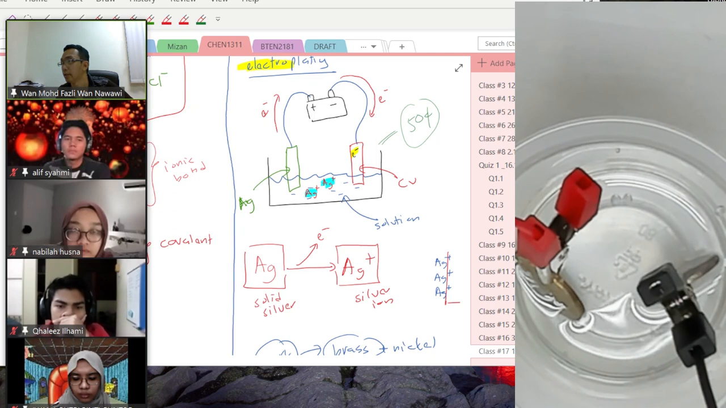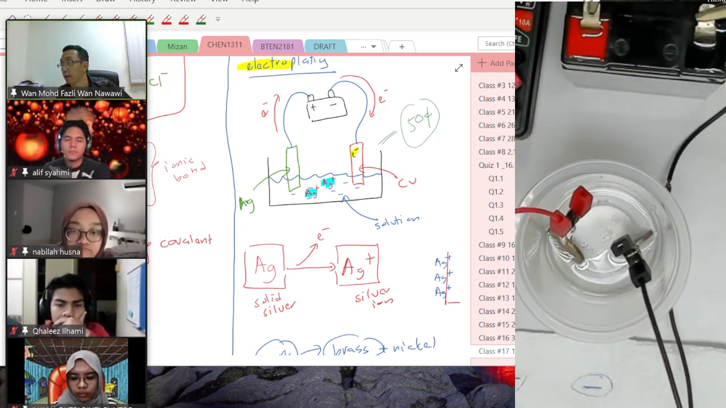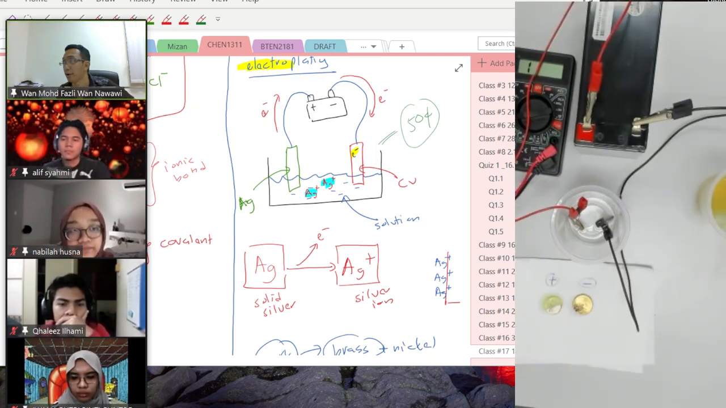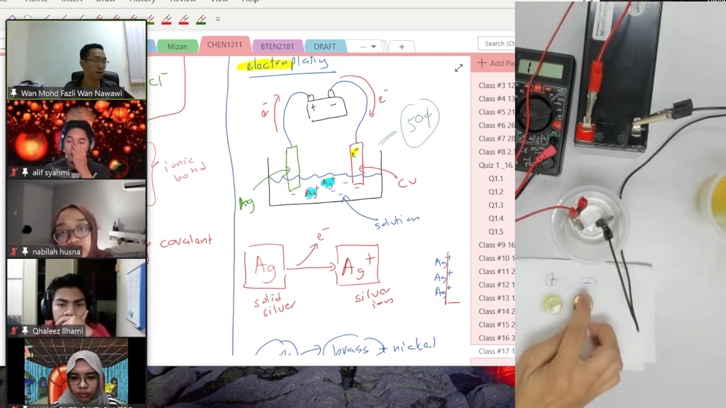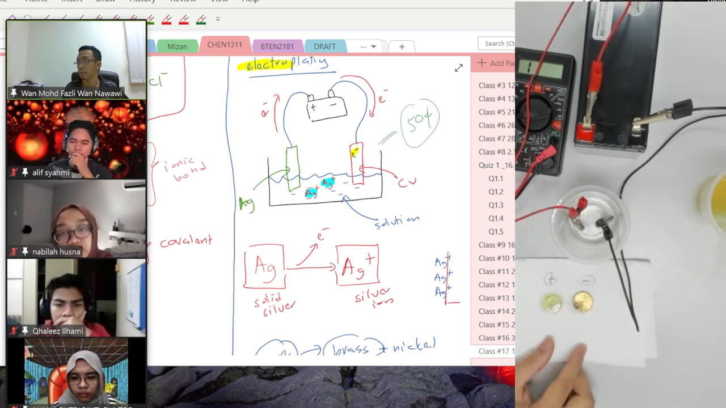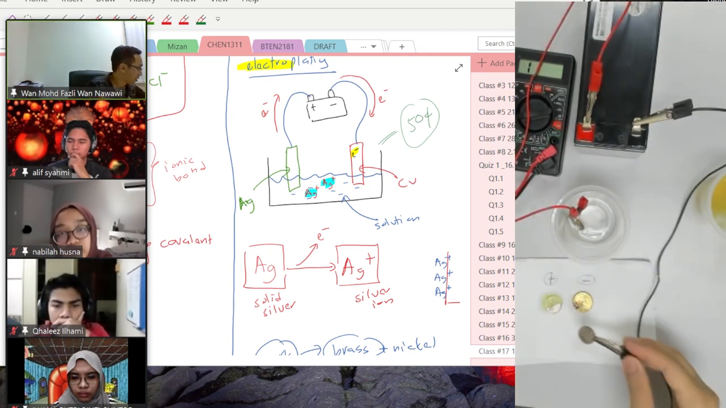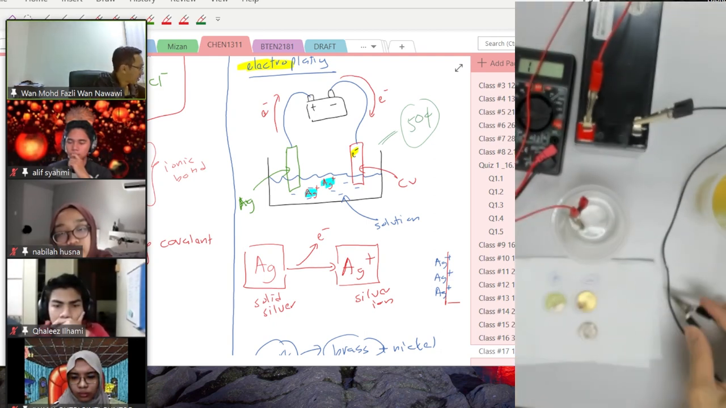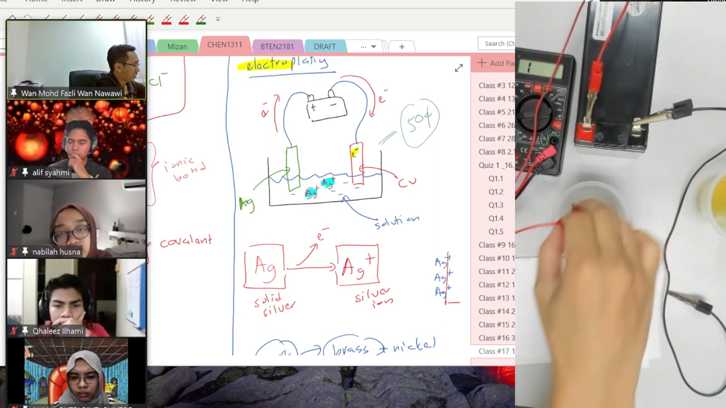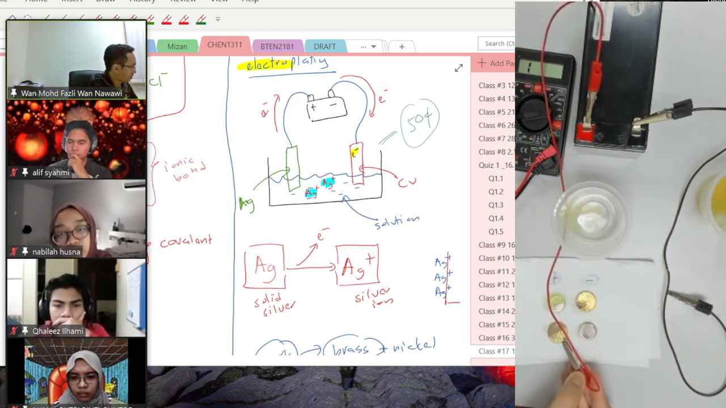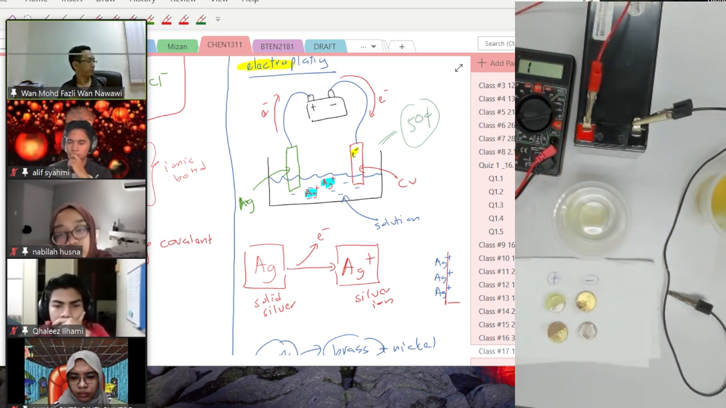Okay, so you can see here. Let me take it out. So you can see on the tissue paper there, I put this positive or negative. So now I take it out here. This is negative there, and this is the positive. Okay, I'm not sure whether this is correct or wrong, but anyway, you can see the difference in terms of what happened.